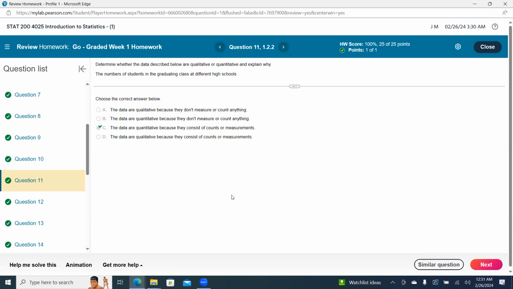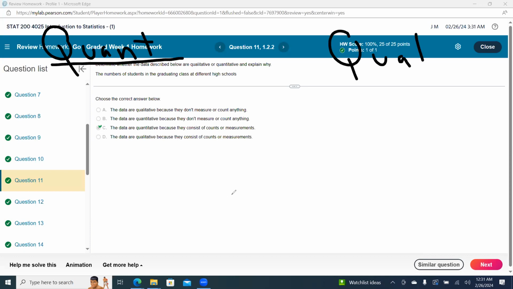So this is a different definition. Determine whether the data described below are qualitative or quantitative. So very, very important and very easy in stats. I think everybody knows this. Quantitative, qualitative. Yeah. So this is numerical.